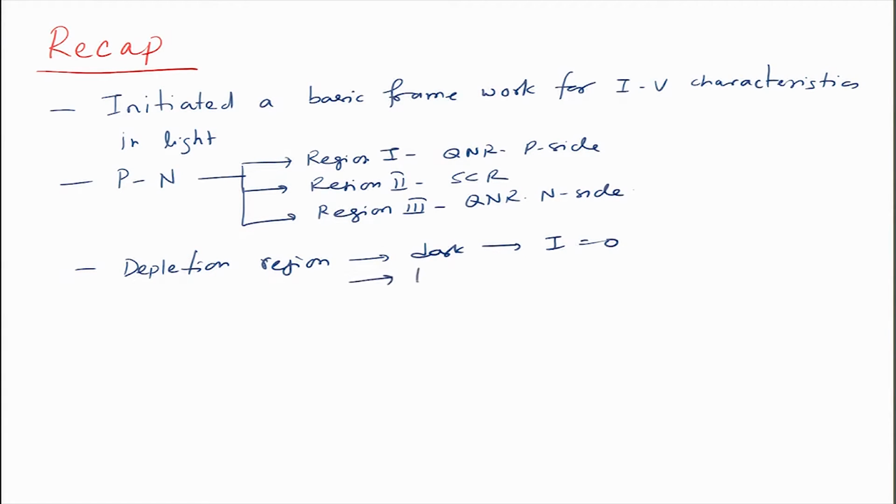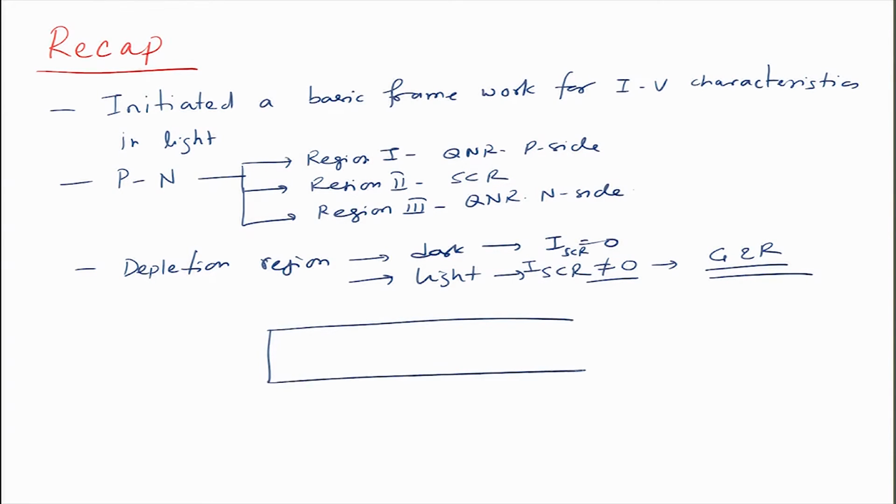But in light, this space charge region, you can say this is I_SCR. I_SCR is not equal to 0 because of generation and recombination. Okay, because remember this region, although it is a depletion region, what did it mean? It is a depletion region. So, on this side, if this is P, this is N, on this side you are going to have acceptor ions, on this side you have donor ions, all right.